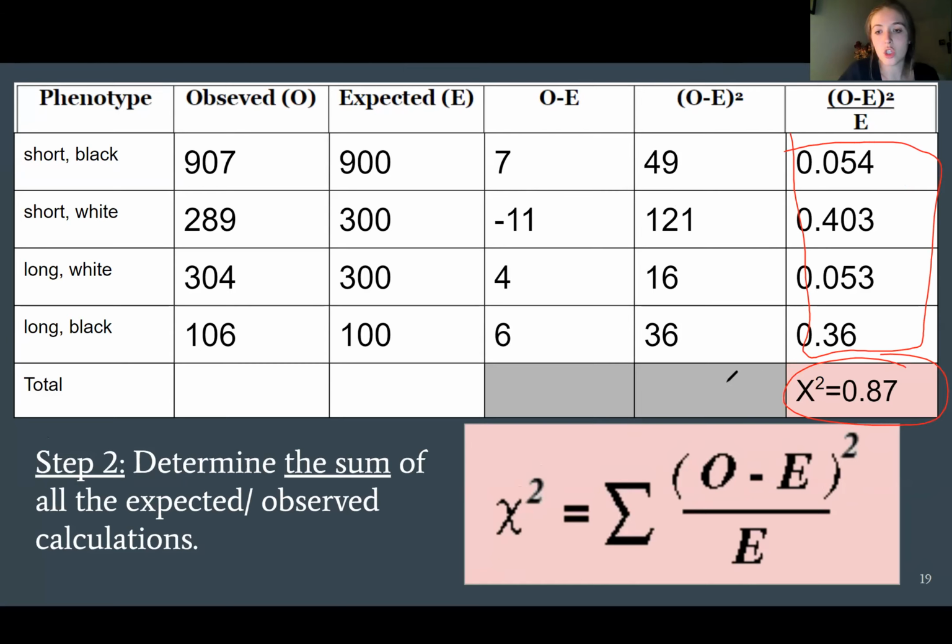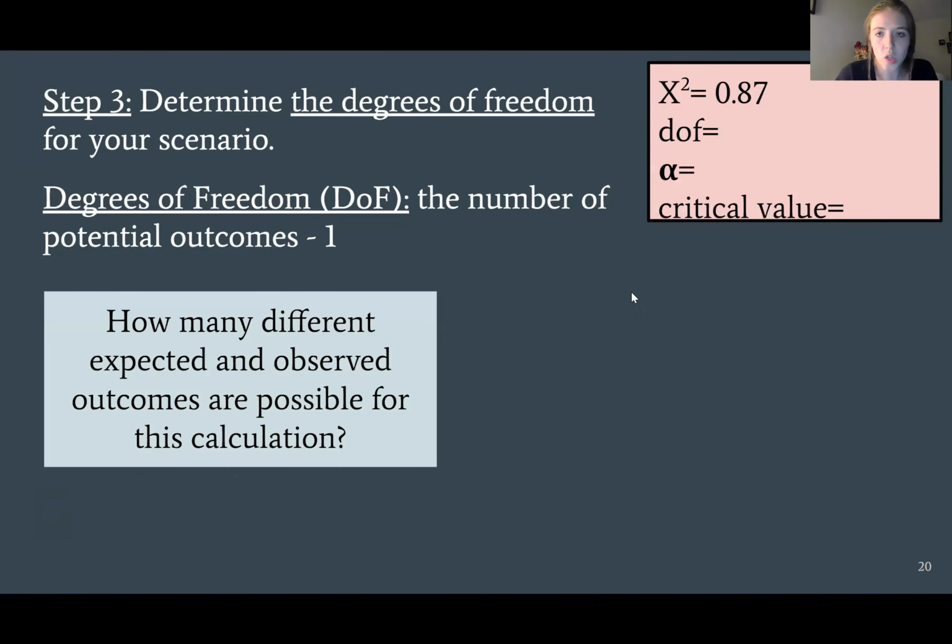Now, what do we do with this value? Now that we have determined the sum of all of the expected and observed calculations, what do we actually do with this value? And that's the real difficult part of the chi-squared test that kids often get hung up on. You're going to use the following 4 values. These are what we use to determine, is our observed ratio what we expected to see? Is it close enough to what we expected to see? There are 4 values here that we're going to go over.